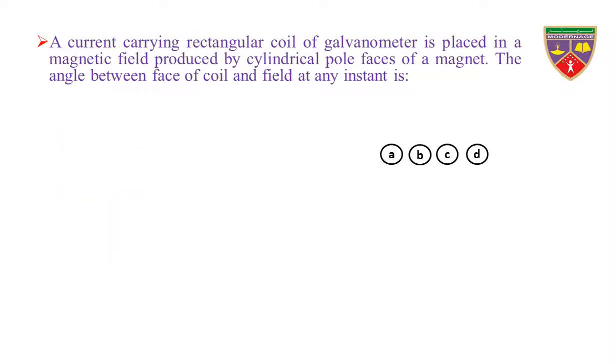A current carrying rectangular coil of galvanometer is placed in a magnetic field produced by cylindrical pole faces of a magnet. The angle between face of coil and field at any instant is: option A, 0 degree, option B, 45 degree, option C, 90 degree, option D, 135 degree. The key is 0 degree. Therefore, the correct option is A.